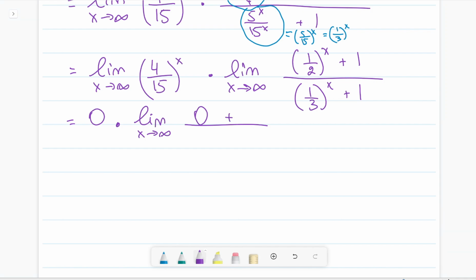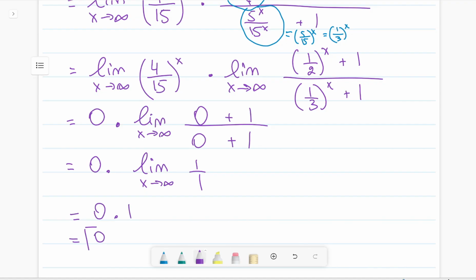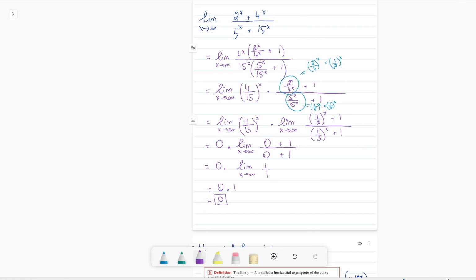So here we get 0 plus 1. Same thing happens with 1/3. It becomes 0 plus 1. So this gives us limit, 0 times limit, x approaches infinity of 1 over 1, which gives us 0 times 1, which is 0. And this is our answer.